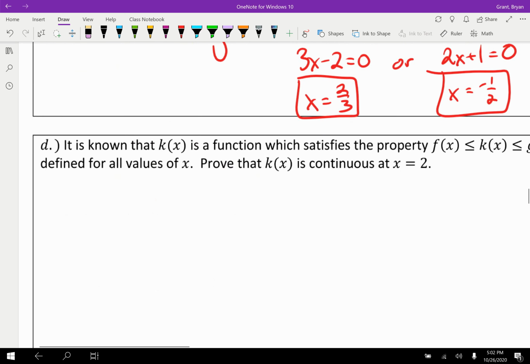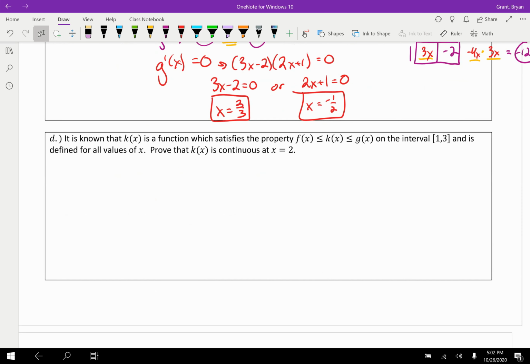All right, last problem. Here we go. It's known that k of x is another function. Oh my gosh, who designed this? It's known that k of x is a function which satisfies this property. F is below, g is above, on the interval from 1 to 3, and is defined for all values of x. Prove that k of x is continuous at x equals 2.